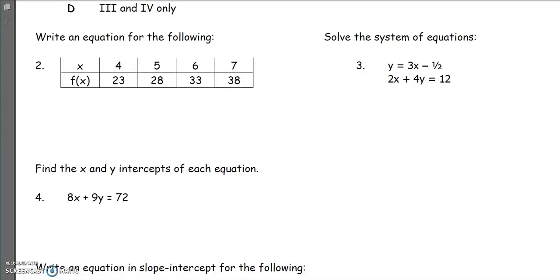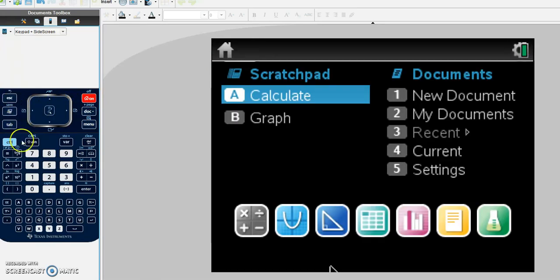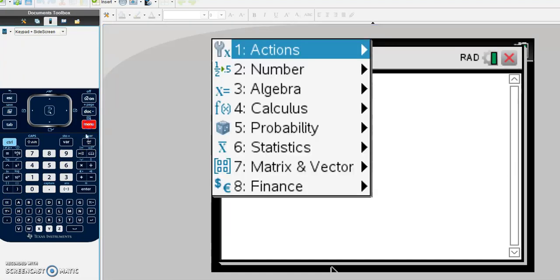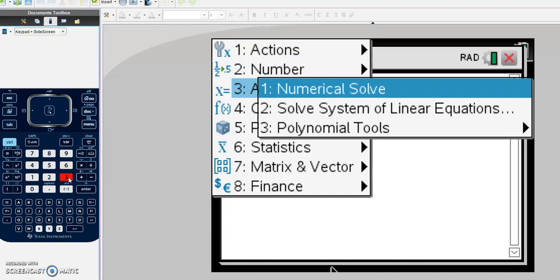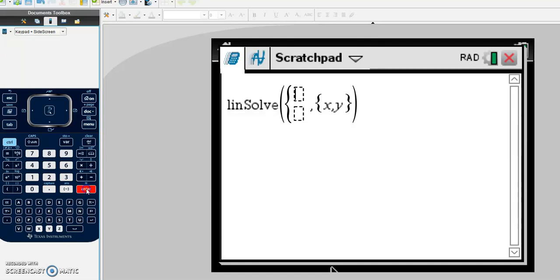Number 3 says, solve the system of equations. So remember, that means we're trying to find the point where the two lines would intersect if it was graphed. But the easiest way, of course, again, is our calculator. So let me pull that back up. And I'm going to go to Scratchpad. I could do New Document, but I'll just go to Scratchpad. And then on Scratchpad, I need to go to Menu, and 3 for Algebra, and then not Solve, but number 2 for Solve System of Linear Equations. I have X's and Y's, so that all looks good, so I can just hit Enter.